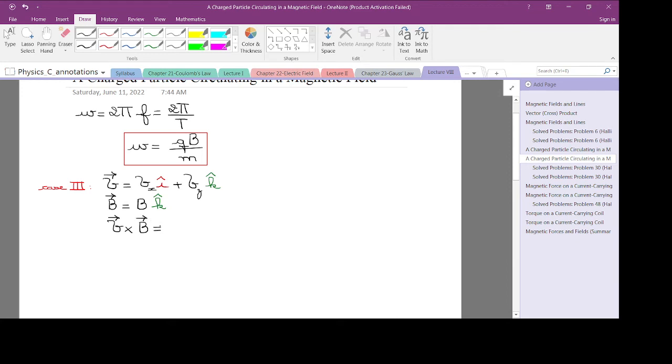what I'm going to have is Vx times B, and this is i hat vector product with k hat, plus the other component there, Vz times B, and this is going to be in the k hat direction. So this is the vector product between those two vectors.